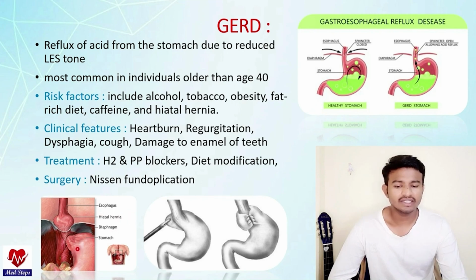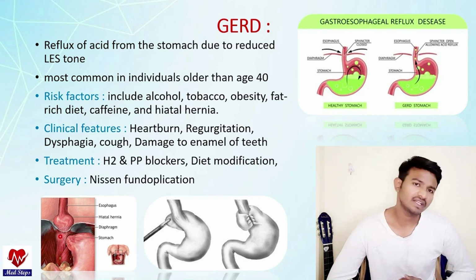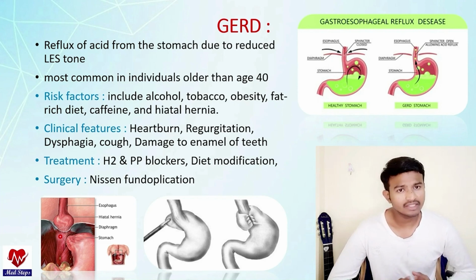Between the esophagus and stomach, you will get this type of hernia, meaning a bulge formation will happen. So this condition happens in GERD. What are the risk factors in GERD? A large amount of alcohol consumption, tobacco, obesity, fat-rich diet, pregnancy, hiatal hernia, and caffeine. These all come under risk factors.